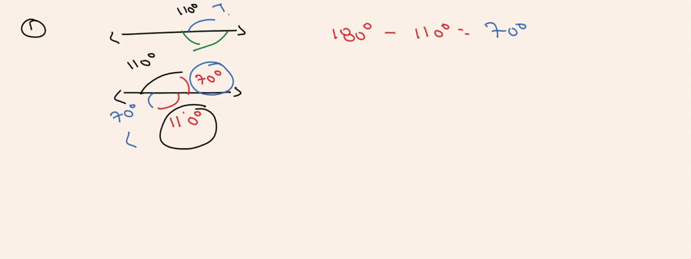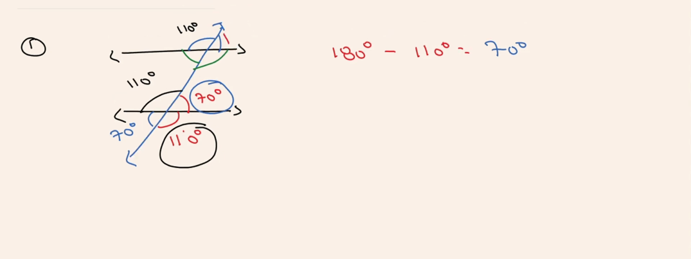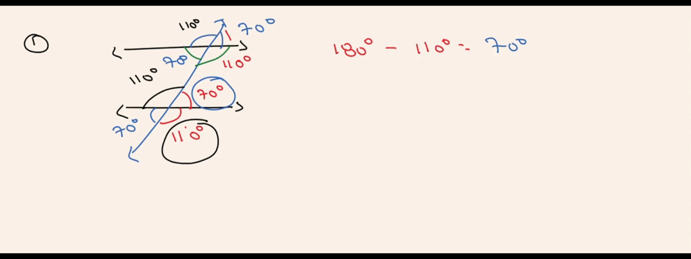So this angle is 70 degrees, and this is also 70 degrees because they are alternate angles, and this is also 110 degrees because they are alternate angles. Then if you are not really interested in finding the angle by this method, you can use an alternate method. Okay, so what is that?